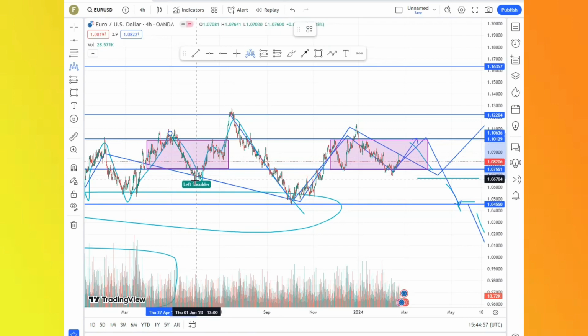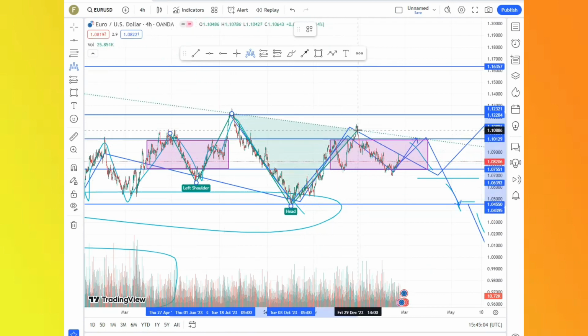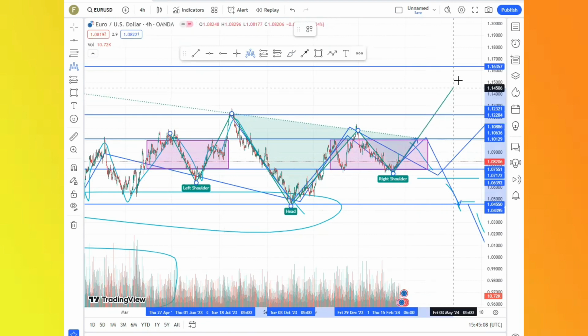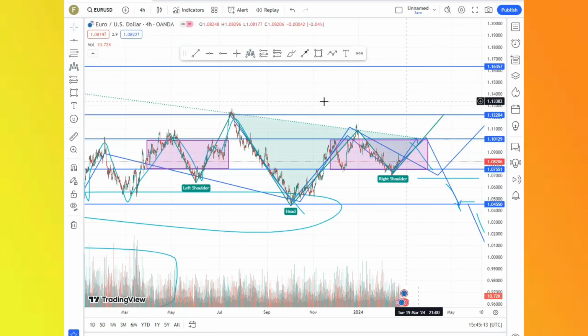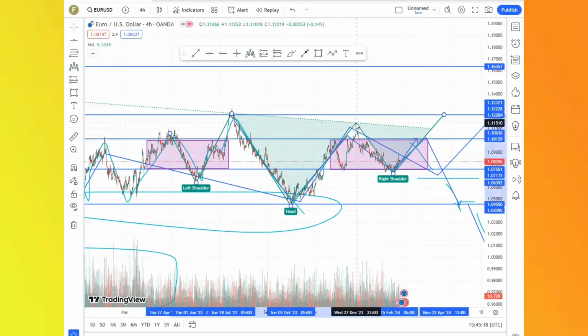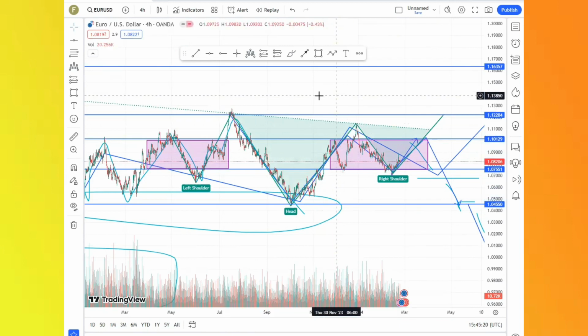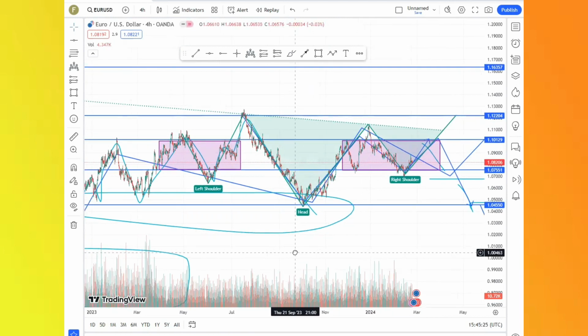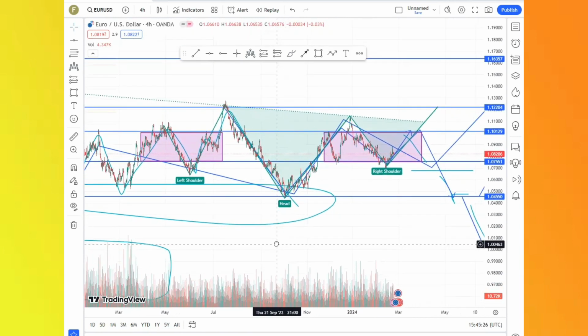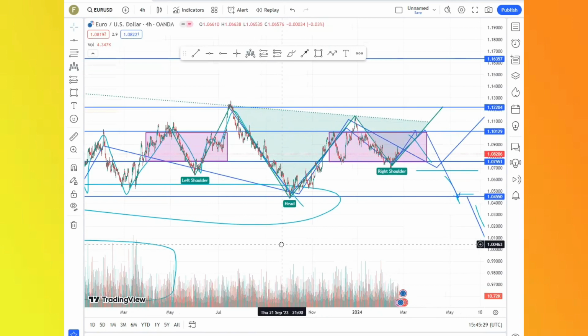We have this left shoulder here, we have the head, we have the right shoulder, and we have this here. But I'm actually meaning it has to come here. Yes. So we're currently having this beautiful inverse head and shoulders. Such beauty, guys, such beauty.